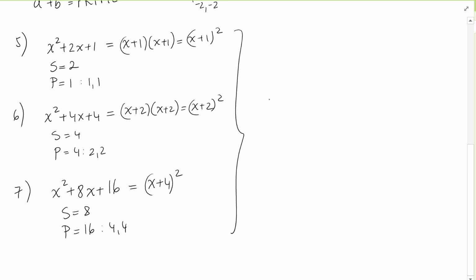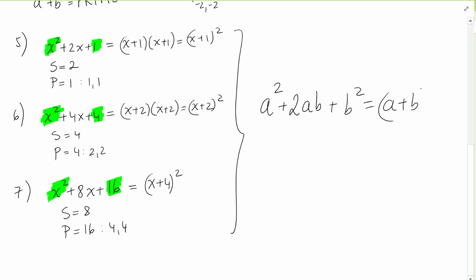If I have a squared plus b squared, then I have a perfect square as well, right? The first term is a perfect square. The last term is a perfect square. If that happens, and in the middle we have twice the product of a and b, then this can be written as a plus b squared right away. So we don't have to do all the sum and product, right?